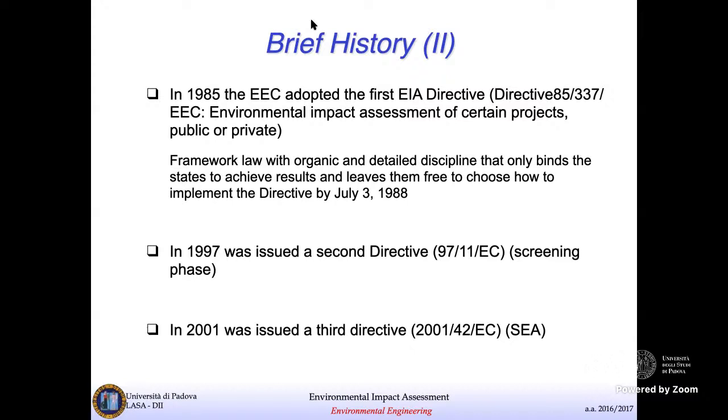Then there is a third important directive, in 2001, Directive number 42, which, as I already introduced last week, introduced the strategic environmental appraisal, in which it is left to member states to decide, in the planning phases, which projects shall or shall not undergo environmental impact assessment. So the directives you shall refer to, the European directives, are the one of 1985, number 337, the one of 1997, number 11, and the one of 2001, number 42.